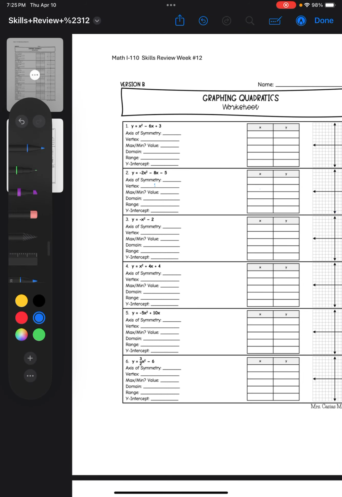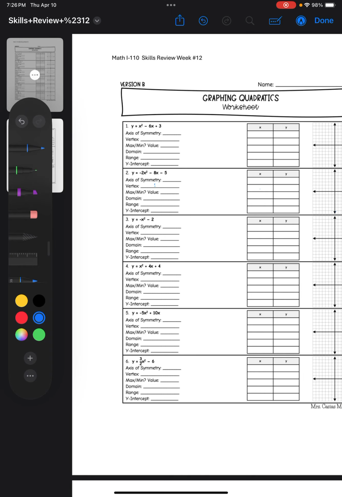Alright, so this is going to be the video for our ULA review week number 12. So we're just going to jump in. I'm going to graph very loosely here just because these graphs are not very great. I'm going to help you at least get the points, and then I'll show you the generic shape that it's going to be.